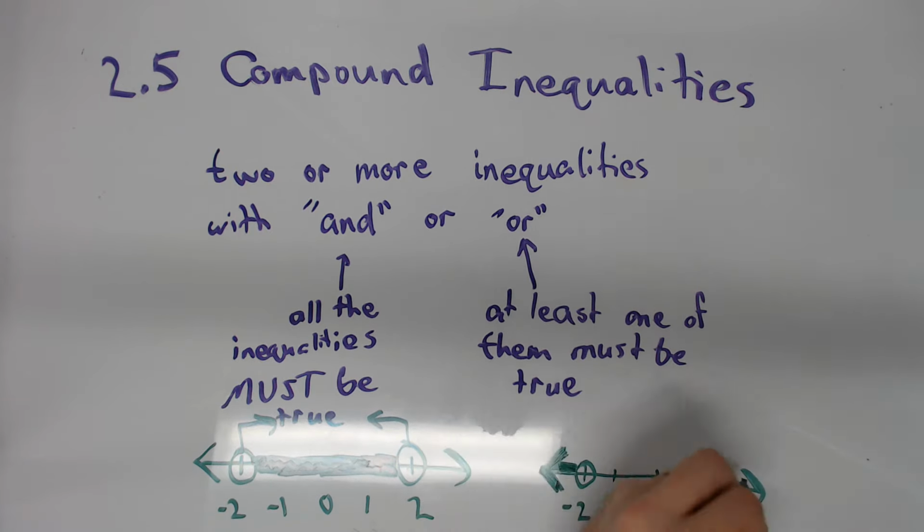So basically what this means is we can have anything except for the middle. So an and inequality will often say we only want the numbers in this range. An or inequality is we want anything except for the numbers in this range.